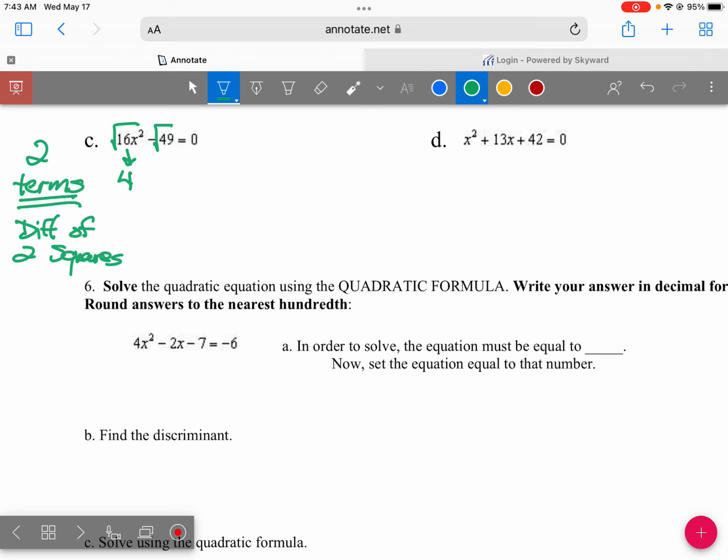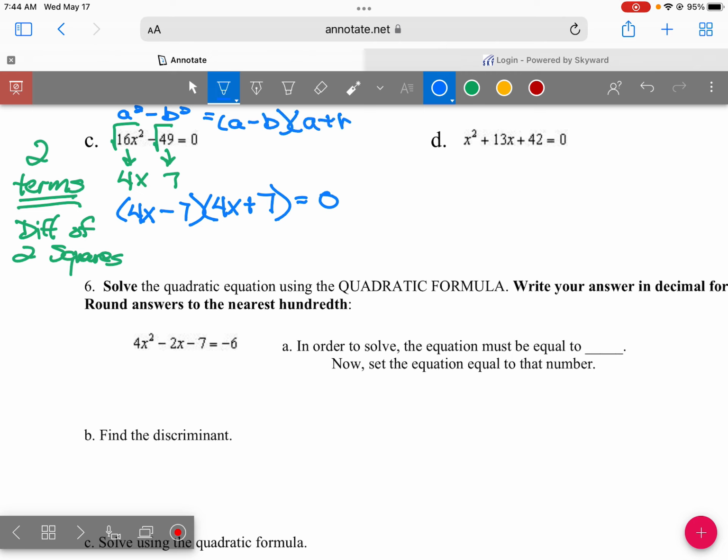What's the square root of x squared? X. What is the square root of 49? 7. So if you remember, we take those square roots and we say the first value minus 7, and then the first value plus 7 equals 0. So we just eliminated the whole Xbox thing. If you can remember the difference of 2 squares, this is your a squared minus b squared equals a minus b times a plus b.